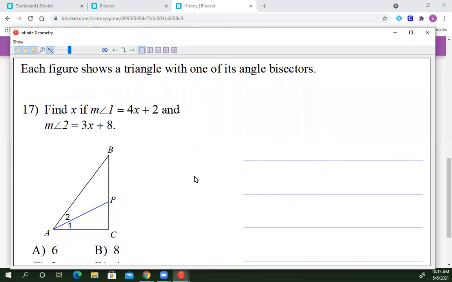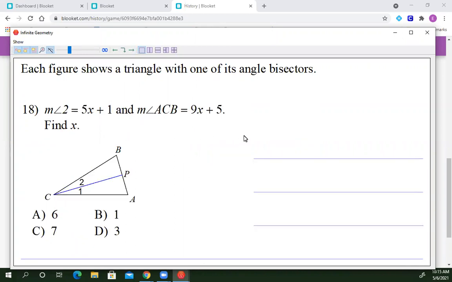Yeah, that one's not bad. So 6 was our answer. We're happy about that one. All right, now you run into some trickier scenarios because they gave us angle 2 is 5x plus 1.